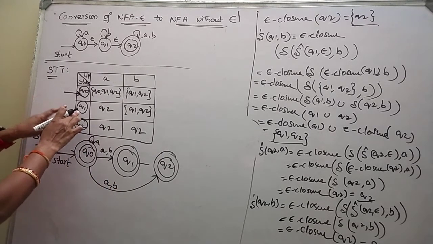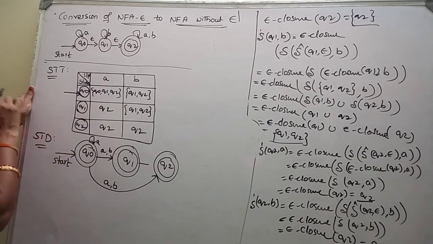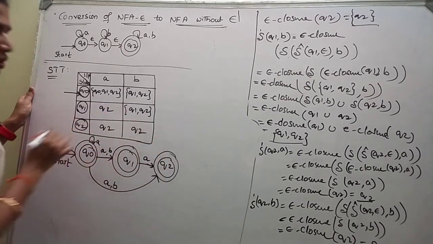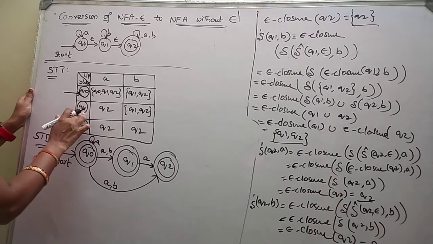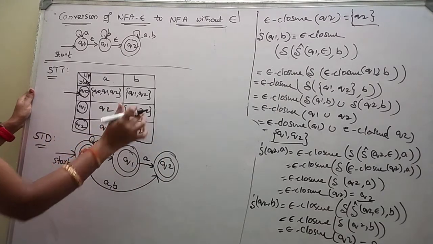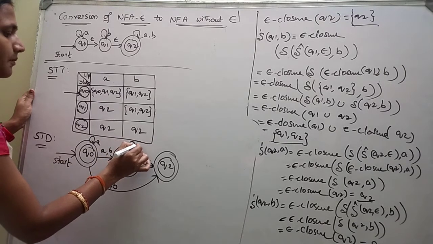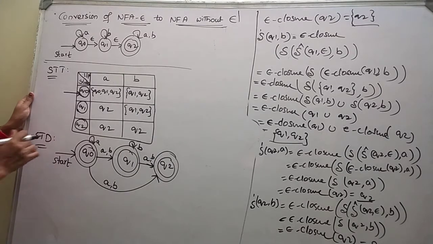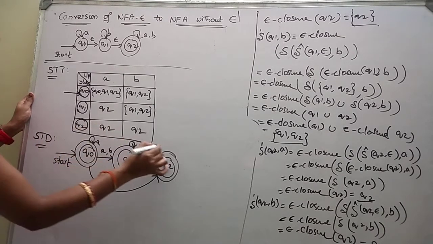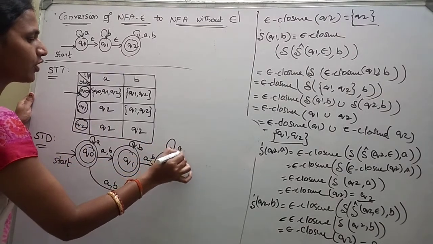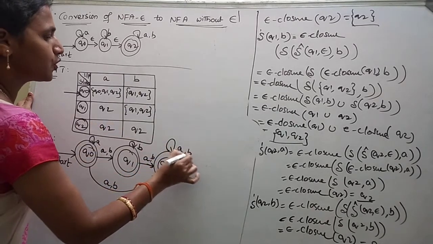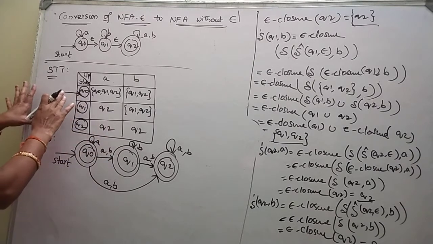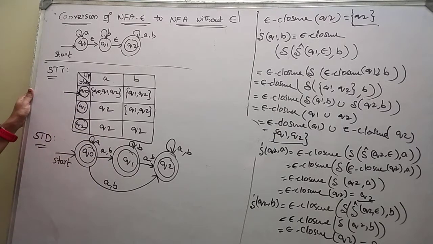Right? Now, go for Q1 of A here. Q1 of A is Q2. Then Q1 of B is Q1, Q2. We are going to take a self loop and one more transition on B. What is Q2 of A here? Q2 itself. What about B here? Q2 only. This is the required transition diagram for the given NFA with epsilon edges.